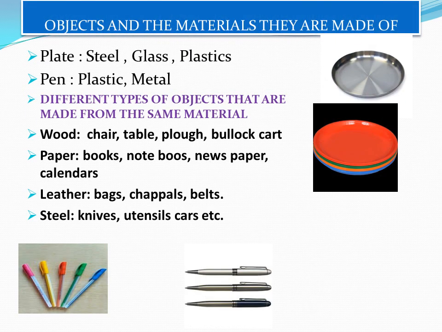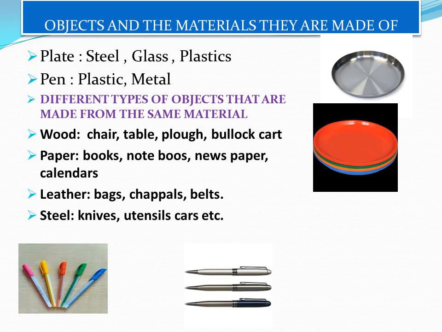Next we are going to learn about objects and the materials they are made of. Just now I told you one object can be made of different materials. For example, a plate can be made of steel, glass, plastic. In the same way, a pen can be made from plastic and metals. Another topic is different types of objects that are made from the same material. We can make so many things from wood. I just told you chair, table, plow, bullock cart, etc. can be made from wood.